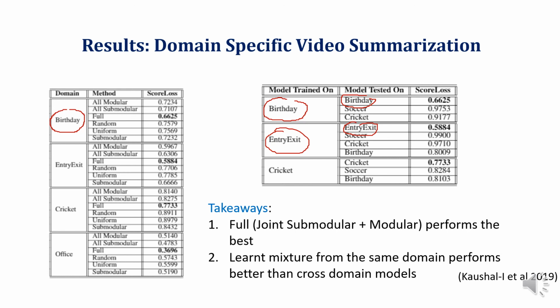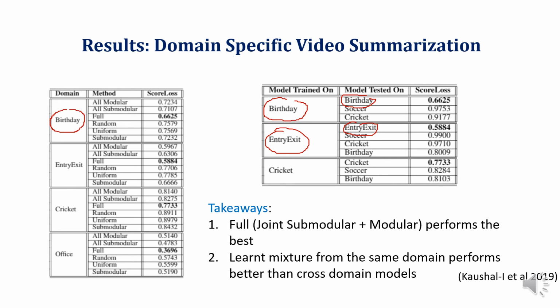So here are some results on domain-specific video summarization. We find that if you were to look at the full joint submodular and modular, it does better than for a particular domain. Learning the weight combinations does best, and it also helps when you learn the mixture from the same domain rather than across domains.